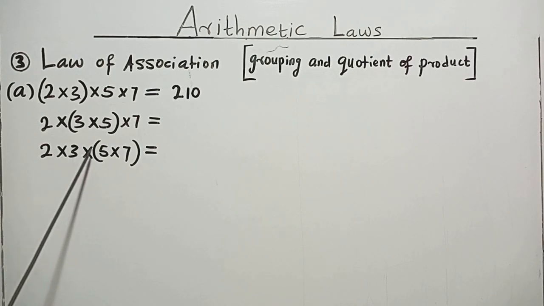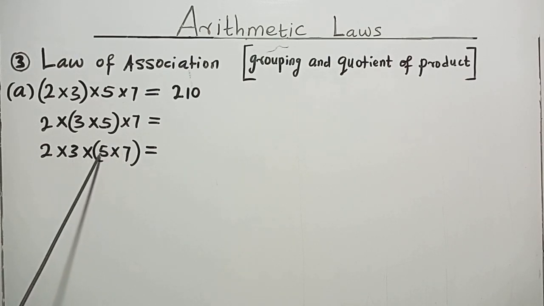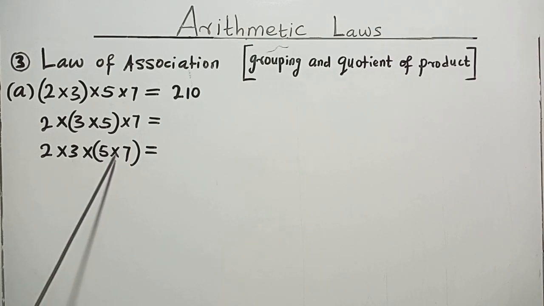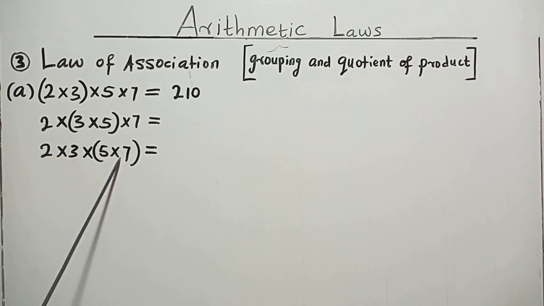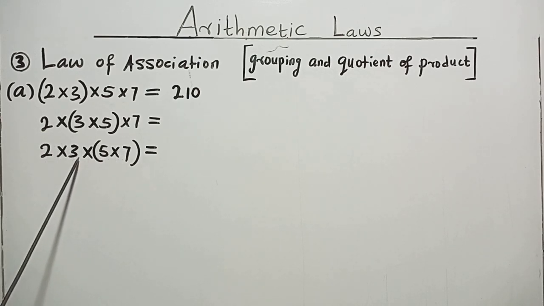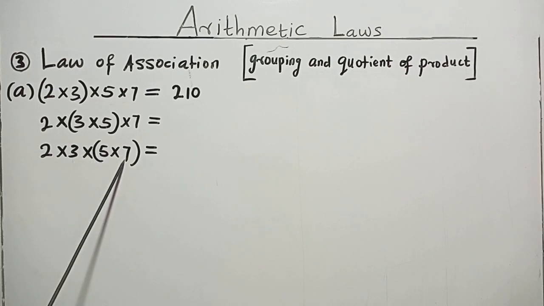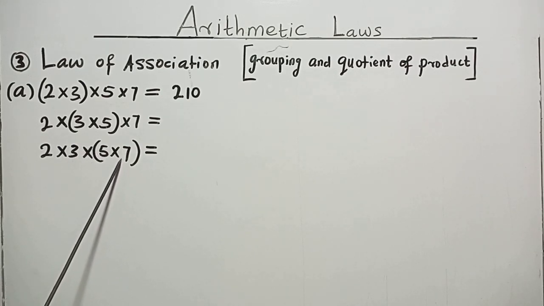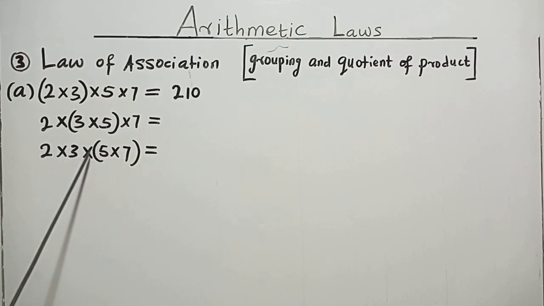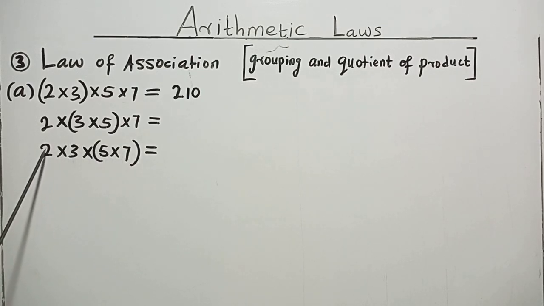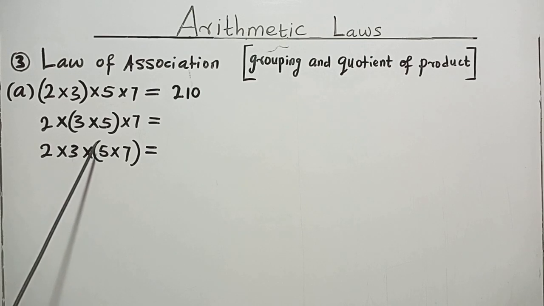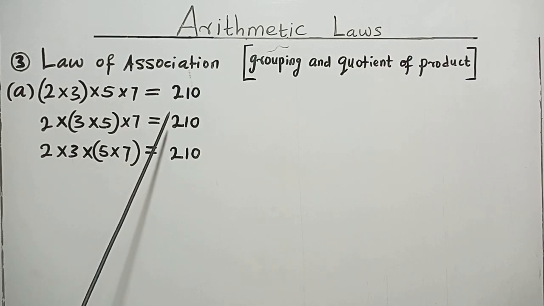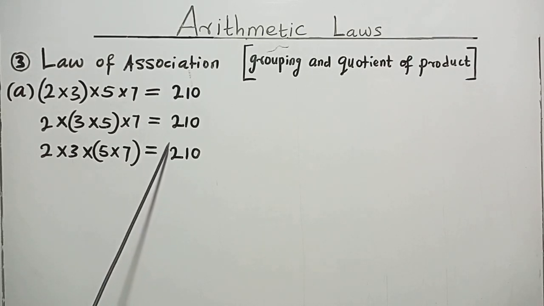2 times 3 times 5 times 7, with a bracket. In this third operation, the bracket isolates 5 and 7 in multiplication. It simply means we get 5 times 7 first and then multiply its result by 2 and 3. Alright, 5 times 7, what is it? 35. So 2 times 3 times 5 times 7 is like saying 2 times 3 times 35. That will be 2 times 3 is 6. 6 times 35. What is the result? The same 210. 210 here, 210 here, 210 here.